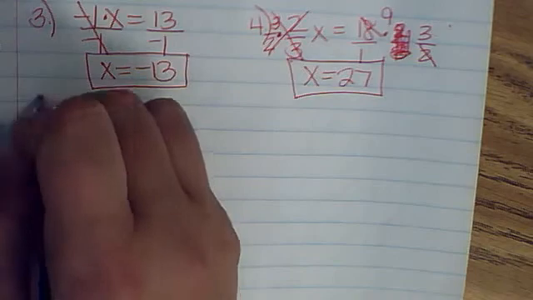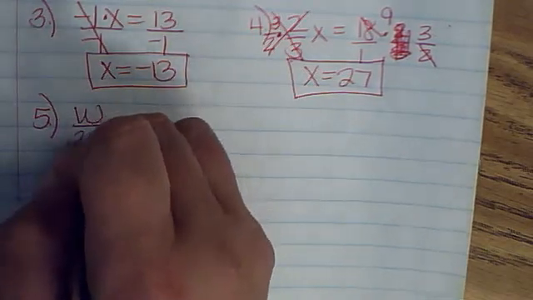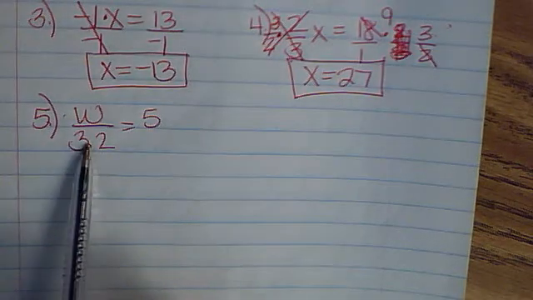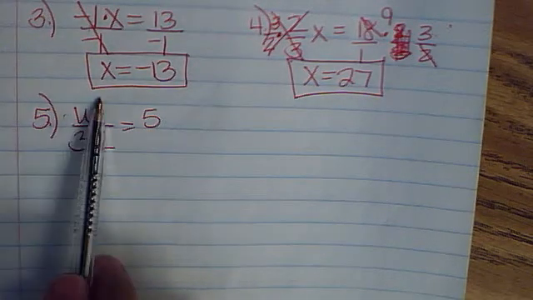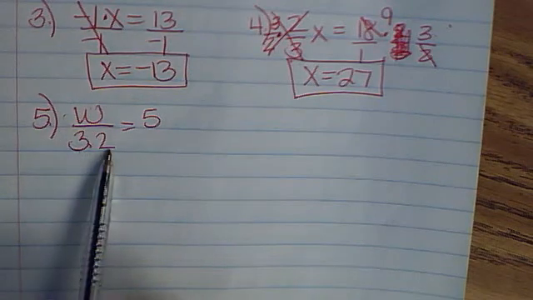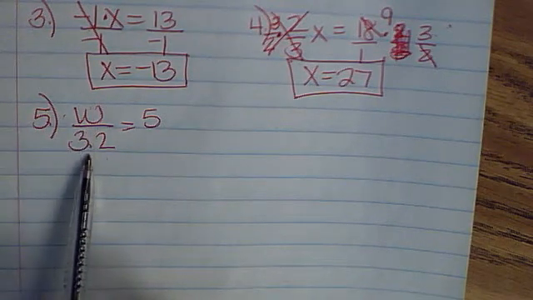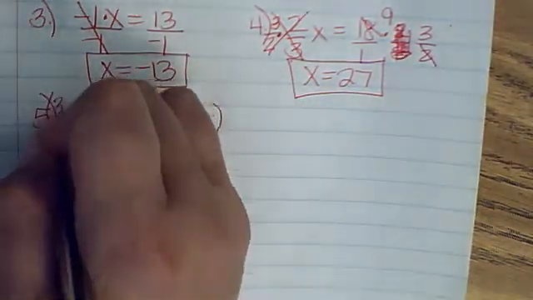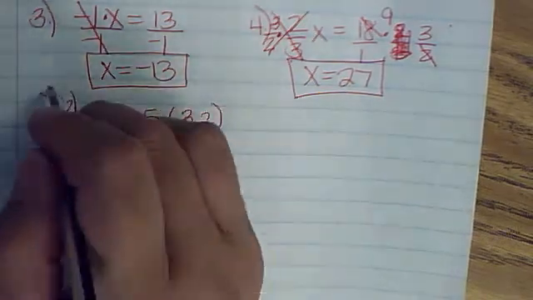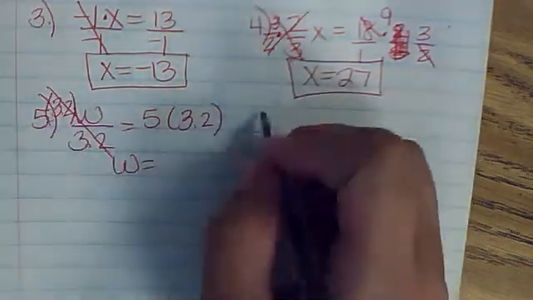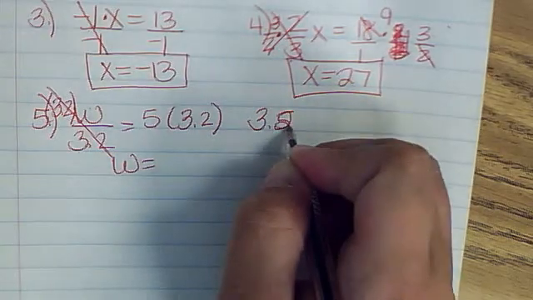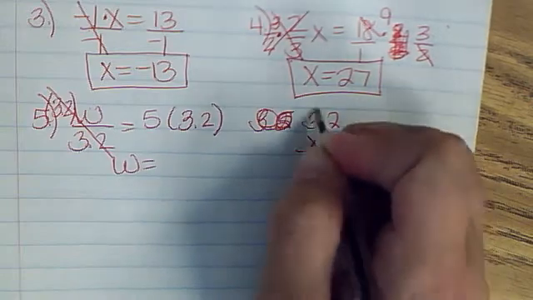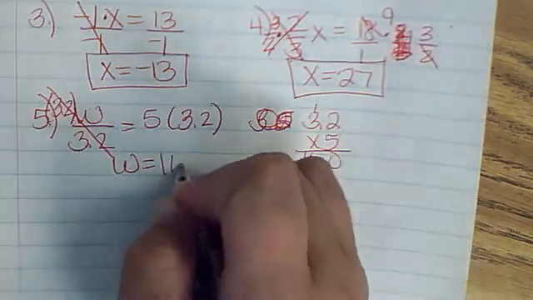Okay, so let's look at number 5. Number 5 is w over 3.2 equals 5. Now this really means w divided by 3 2/10. So the opposite of dividing by 3 2/10 is to multiply by 3 2/10. The multiply and the divide will cancel each other. You're left with w equals, and then I multiply, and I get 16. So w equals 16.